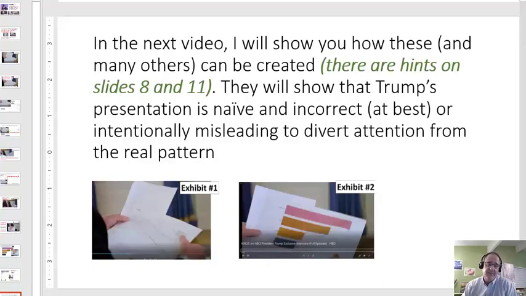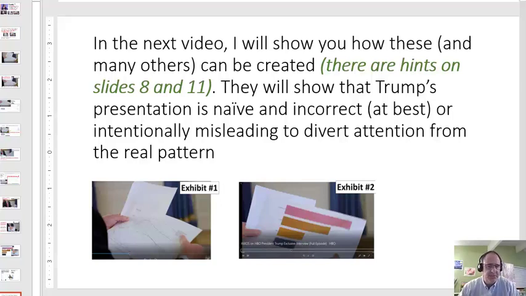So in the next video, I want to show you the website. It's actually astonishing. And you can make those graphs, but also a whole bunch of much more useful graphics that help support Jonathan's claim that deaths are increasing and the U.S. is actually doing terribly relative to many, many countries. There are hints about where this comes from on slides 8 and 11. And they will show that Trump's presentation was naive and incorrect.